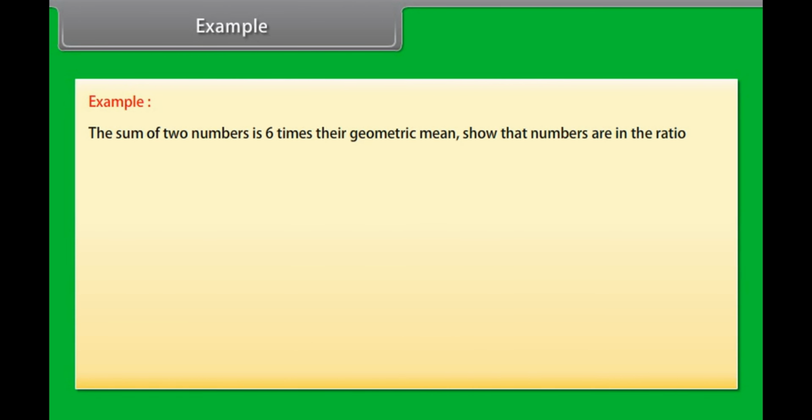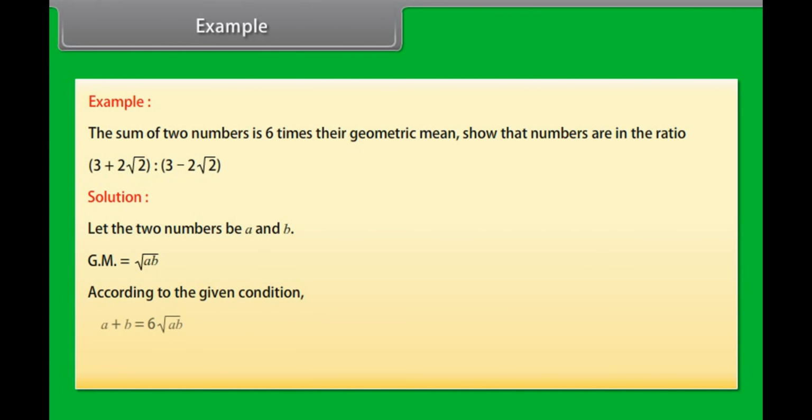Example: the sum of the two numbers is 6 times their geometric mean. Show that the numbers are in the ratio. Solution: let the two numbers be a and b. Geometric mean equals the square root of ab. According to the given condition, a + b = 6√(ab). Let it be equation 1. It implies (a + b)² = 36ab.